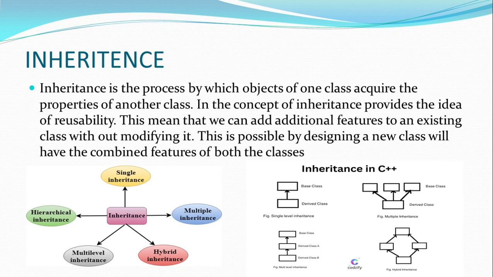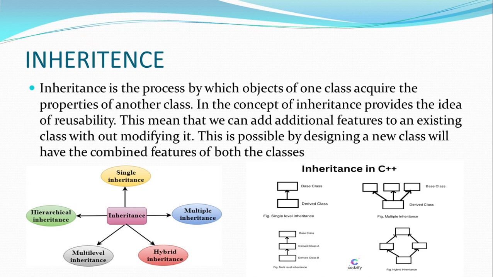What is a base class? The base class is the original class. From the base class we inherit another class, which is the derived class. That concept is known as inheritance. While inheriting from the base class to the derived class, we inherit all the features, members, and functions. There are five types of inheritance: single inheritance, multiple inheritance, hybrid, multi-level, and hierarchical.